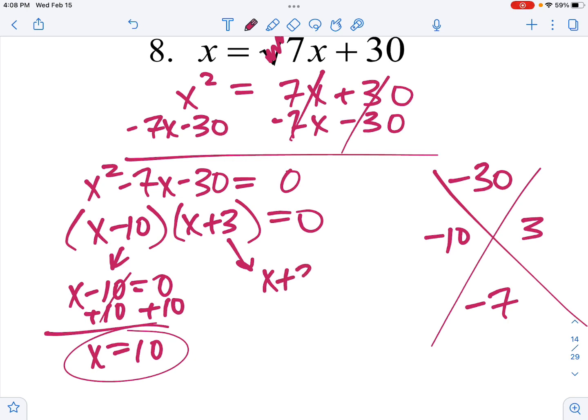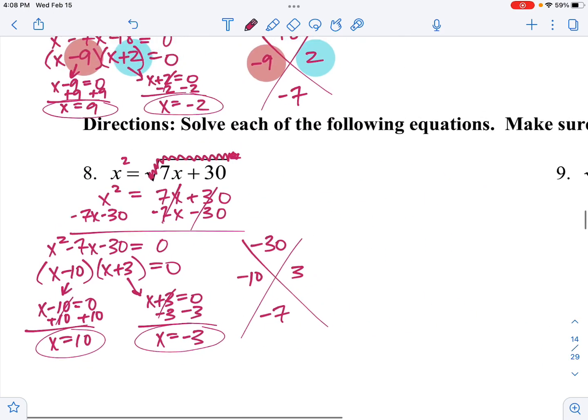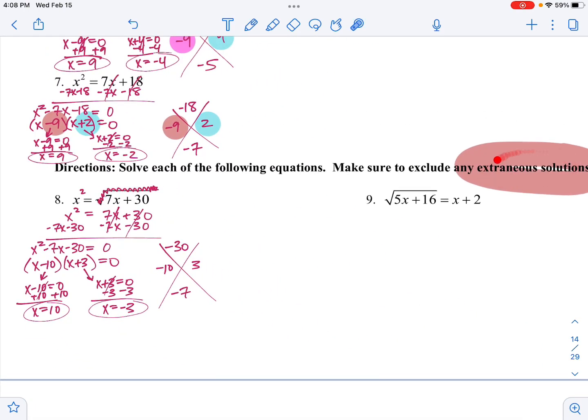On this side, x plus 3 equals 0. I'm going to minus the 3. And I get x equals negative 3. And now remember what the directions say for this? Extraneous solutions. Extraneous, do you remember what that means?